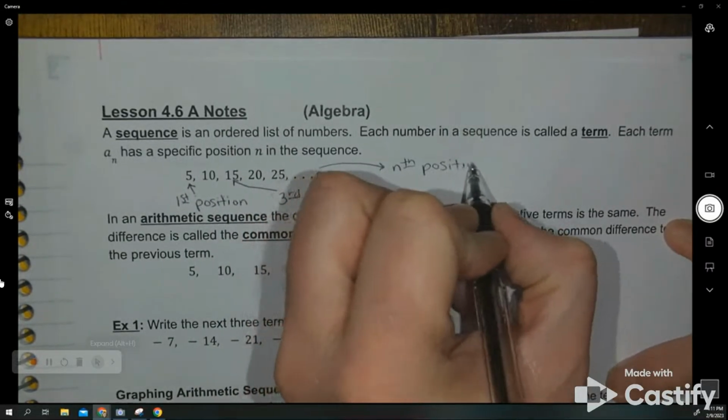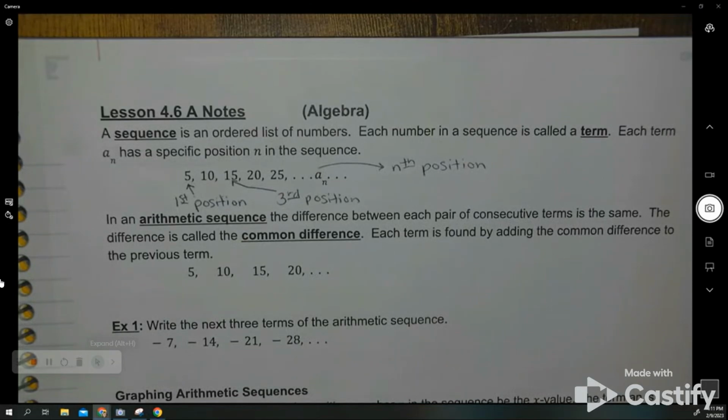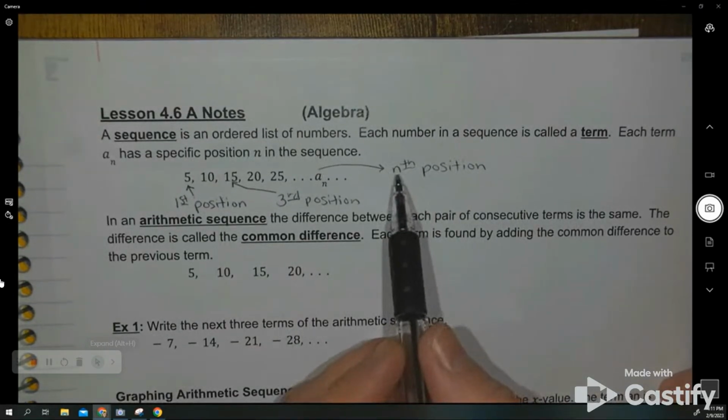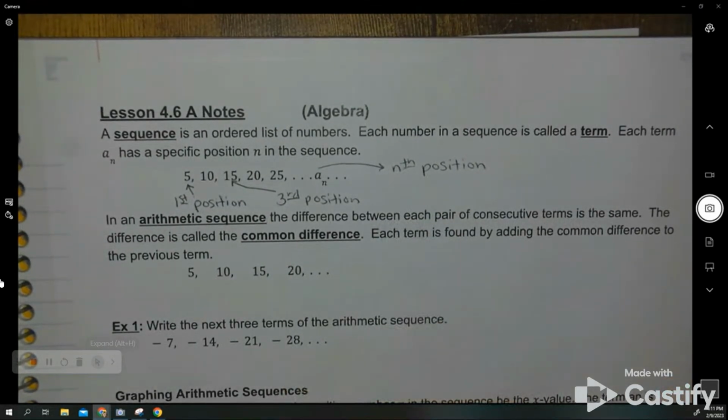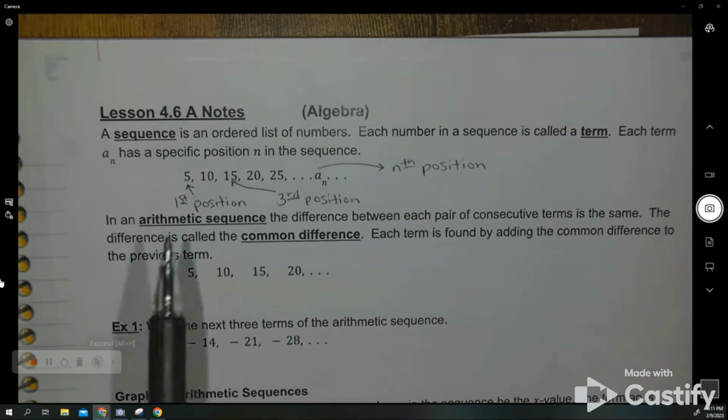And usually, if you figure out the rule, you could say, oh, well, if I wanted to know the 100th term, here's my rule for any number, and I could plug in 100 to figure out what that 100th term would be. But we're going to focus on arithmetic sequences.